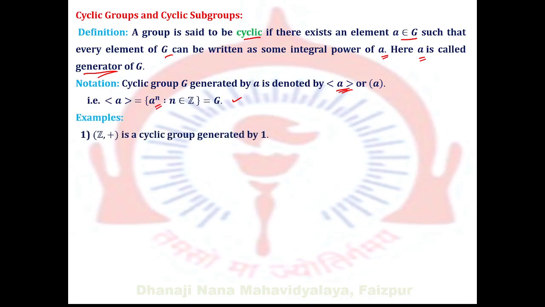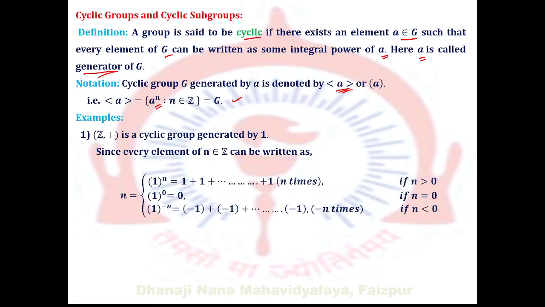Examples. So the first example: Z with operation addition is a cyclic group generated by 1, because here, with respect to operation addition, every element can be written as some integral power of 1. Since every element n belonging to Z can be written as, if n is positive, then we write 1 raised to n as equal to 1 plus 1 plus 1, n times. So this is the value of n.